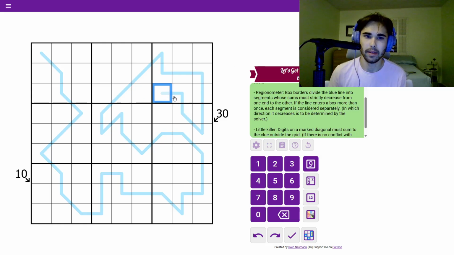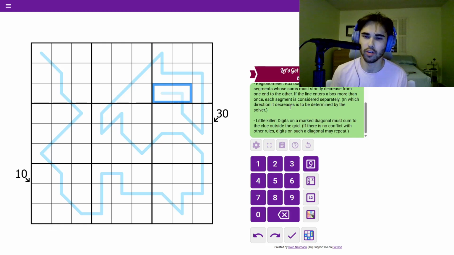So let's say it started decreasing from this end. So this would be smaller than this, right? This 5-cell segment would be smaller than this 2-cell one. Each segment is considered separately. Okay.